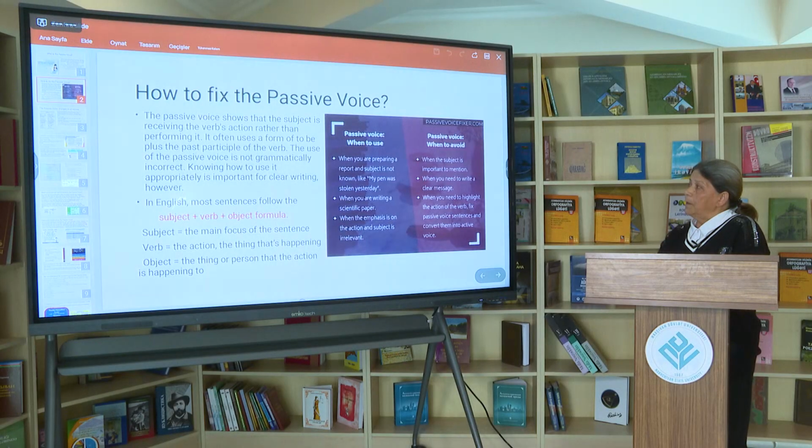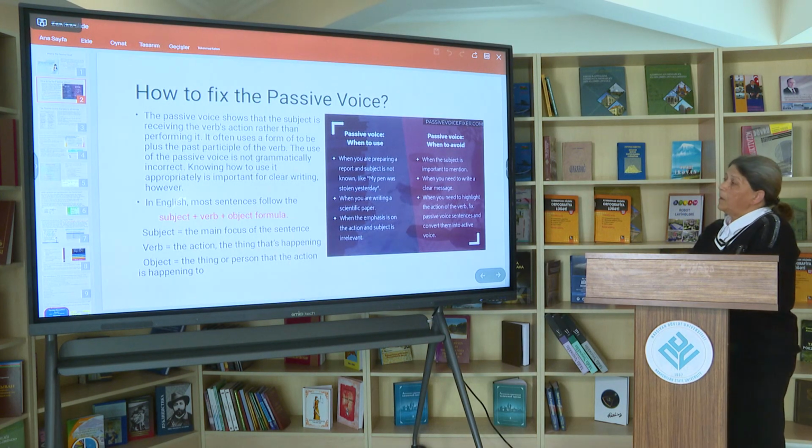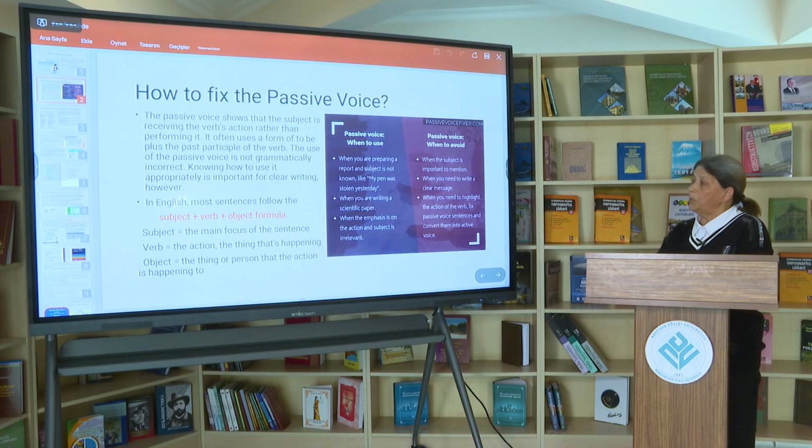How to fix the passive voice? It is a very interesting question. The passive voice shows that the subject is receiving the verb's action rather than performing it. It often uses a form of to be plus the past participle of the verb, and the use of passive voice is not grammatically incorrect.